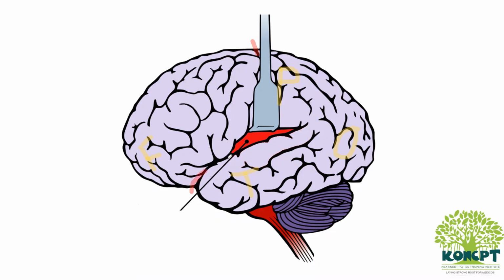What sulcus separates the frontal and the temporal lobe? The lateral sulcus. The lateral sulcus you see in the supralateral surface, but it actually begins in the inferior surface. The lateral sulcus will have a stem which is seen on the inferior surface of the cerebral hemisphere. Once it reaches the supralateral surface, it will divide into an anterior horizontal and anterior ascending rami, and then continue as the posterior ramus.